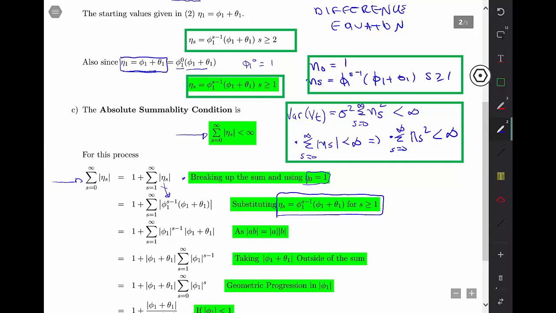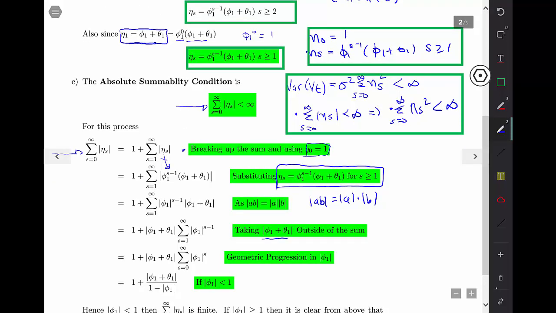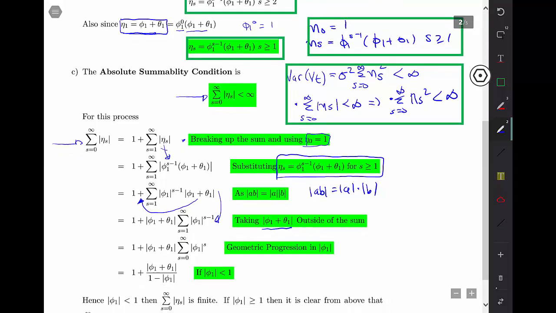Then we can use the result that the absolute value of two numbers multiplied together is equal to the product of their absolute values, to break this up again. And then we can just take this number outside of the sum, since it's not a function of s, which gets us down to here. Then all we've done now is shift back one period, so these two things are equal to each other.